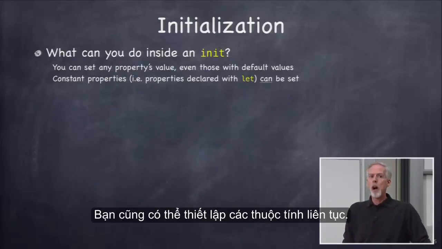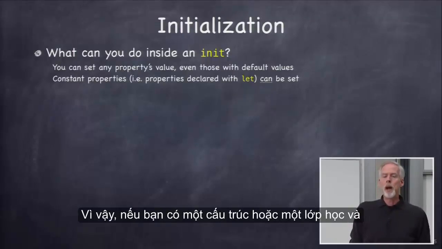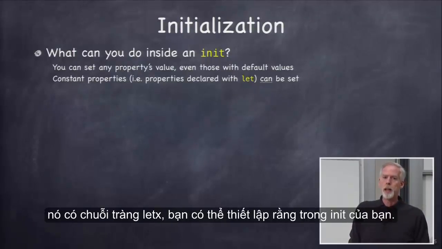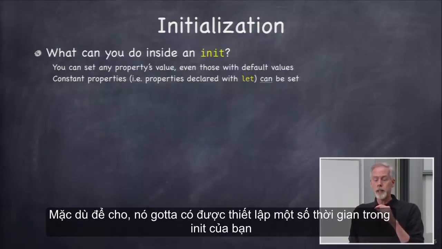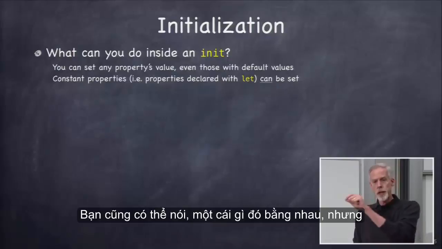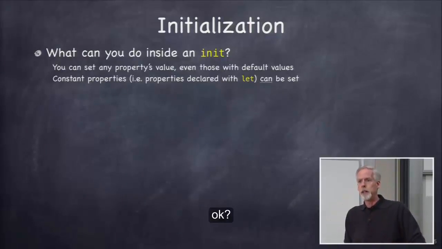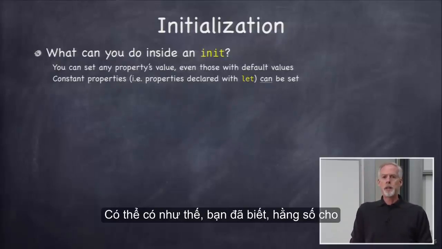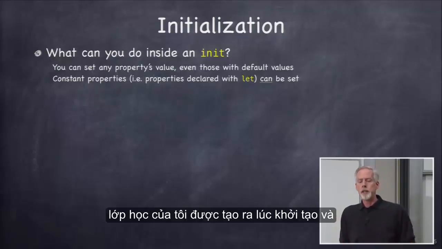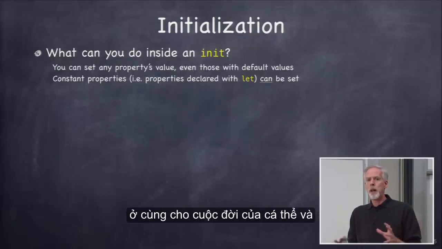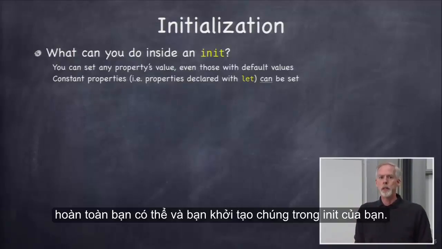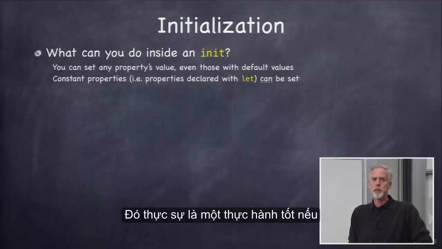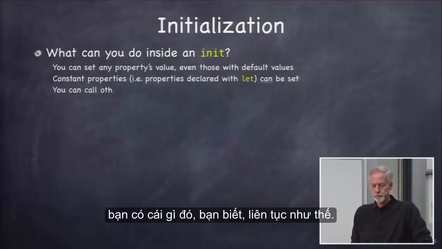You can also set constant properties. So if you have a struct or a class with let x colon String, you can set that in your init. Even though it's a let, it's got to get set sometime, and in your init is when you can set it. You can also say equals something, but you could also set it in your init. People sometimes don't realize I can have lets in my class, constants that are created at initialization and stay the same for the whole lifetime of my instance. Absolutely you can, and you initialize them in your init. That's actually good practice if you have something constant like that.